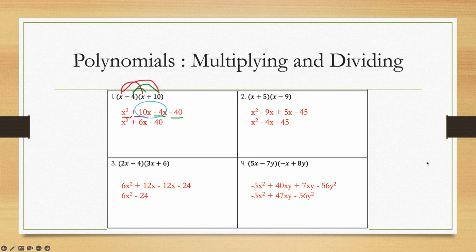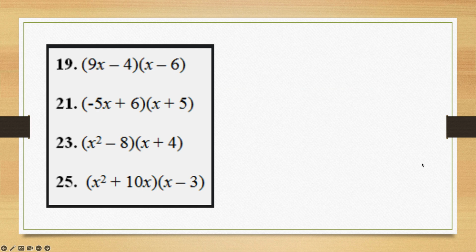Okay? All right. Let's see you try this one piece by piece. Let's have you do the first two. We'll go over those, and then you can do the last two. So try 19 and 21. Go ahead.